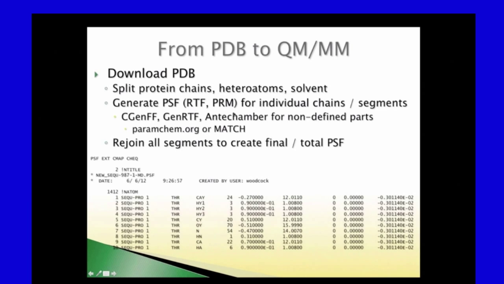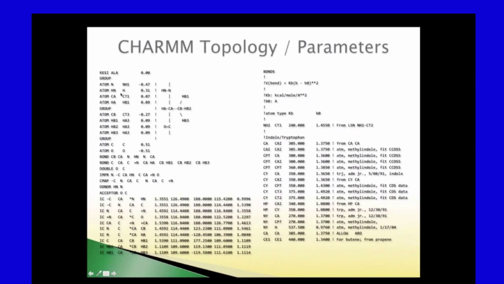Okay, so to build a PSF, you need two things. You need an RTF and a PRM file. An RTF file is a residue topology file, is what that stands for. And the PRM is just shorthand for parameters, or parameter file. And you'll need these for each of the protein chains, the heteroatoms, and the salt. And here is what these look like. Here on the left would be an example of something from an RTF file. This is an alanine residue, so it gives you the overall structure of what alanine looks like. It tells you your atom types. It gives you names to these atom types, and then it gives you the charge of them. And the most important thing, it tells you how everything's bonded. So stuff down here tells you how things are bonded. It says there's a double bond OC here. So it gives you information like this.